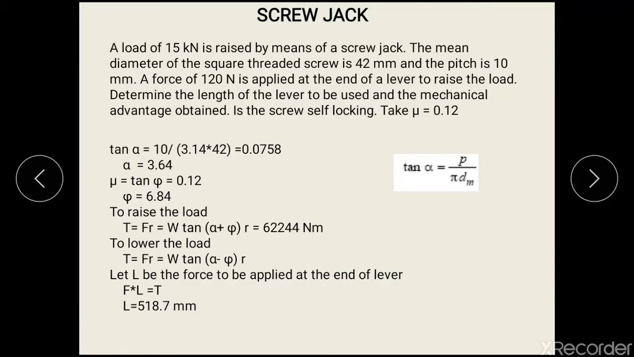In this video, we are going to discuss some important problems based on screw jack. Question is, a load of 50 kN is raised by means of a screw jack. The mean diameter of the square threaded screw is 42 mm and the pitch is 10 mm.